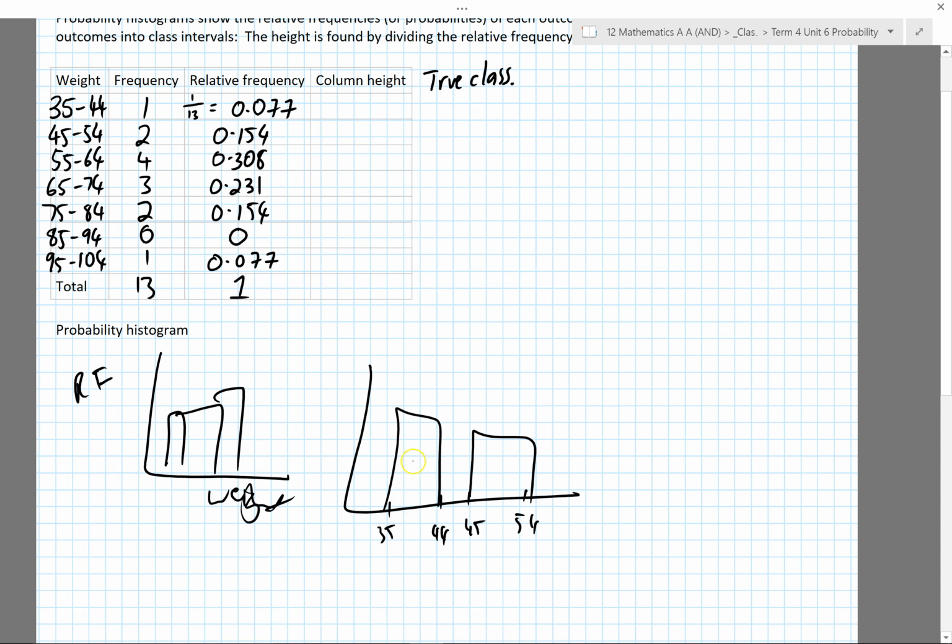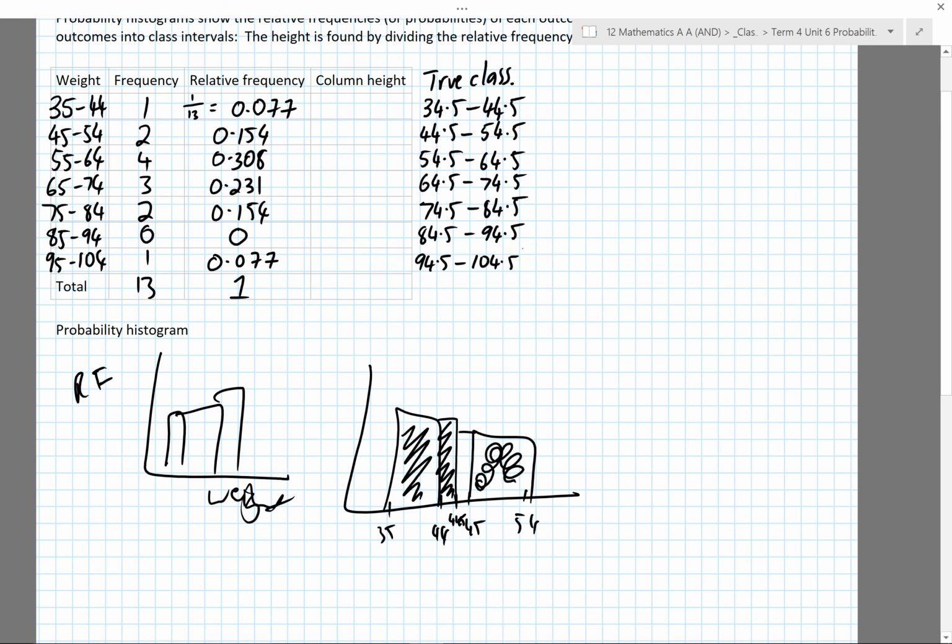So this first class here really goes up to 44.5. And this second guy really goes back to 44.5 as well. So the true class intervals is always 0.5 outside of what your class is. So for the first one, it would be 34.5 to 44.5. Okay, and you continue that same idea all the way down your classes.